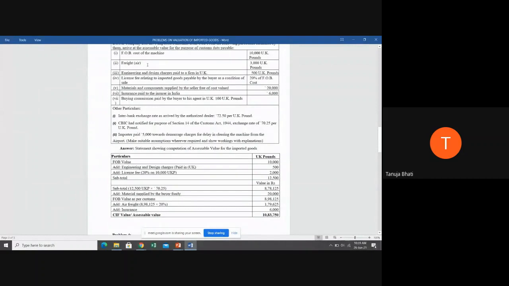Now, simple. Suppose I alter this, and instead of air I write ship, or vessel. Can you all tell me what freight I need to take? Ma'am, if the freight value is given, then the actual freight value, or if it is not given, then 20% of FOB we should consider. Okay, so just tell me, if it is a ship and it is given as 3,000 UK pounds, what is the value I would have taken here?